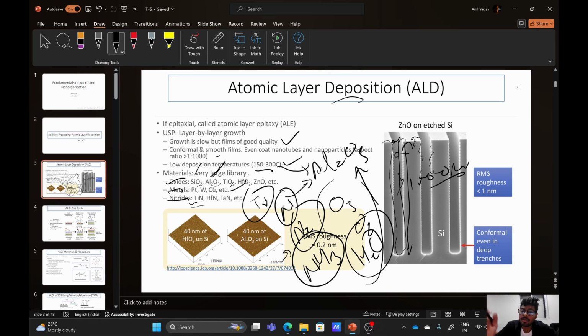One more thing is the roughness: the RMS roughness of this is less than 1 nanometer, because layer by layer growth is happening, and very highly conformal growth you can get in this one. This ALD deposition will follow the same morphology as whatever there is on the substrate.